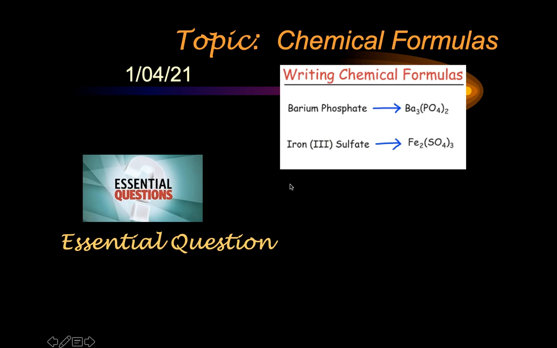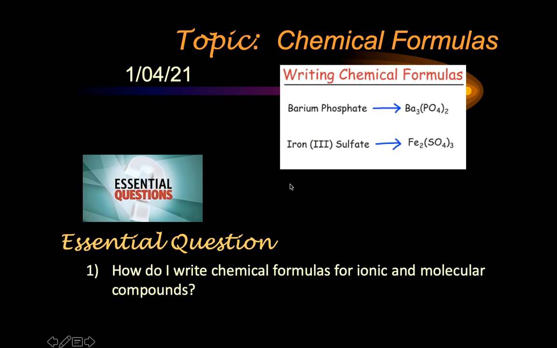So go ahead and write and set up your essential question, your focus notes for today. The essential question you should be able to answer when we are done with our notes today is, how do I write chemical formulas for ionic and molecular compounds? So these are compounds that have ionic bonding or compounds that have covalent bonding. It turns out that there are different rules depending on which type of bonding you have.